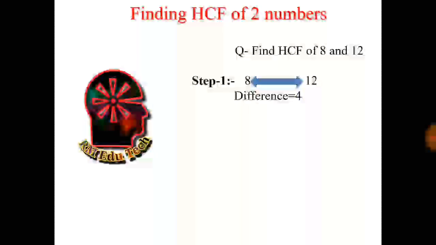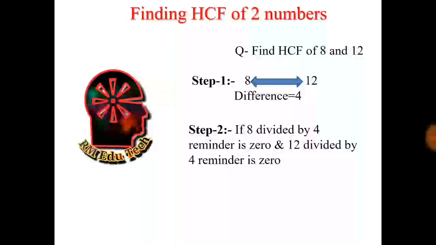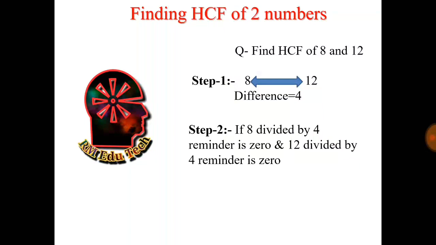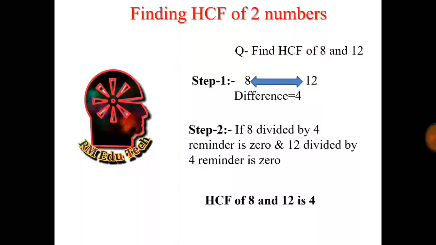So first we need to just find the difference between the two numbers. Here it is 4. Now divide both numbers by 4 and check whether the numbers are totally divisible by 4 or a remainder is present. If we divide 8 by 4 is equal to 2, remainder is 0. If we divide 12 by 4 is equal to 3, remainder is 0. So both numbers are divisible by 4. If both numbers are divisible by 4, then the HCF of the two numbers is 4.